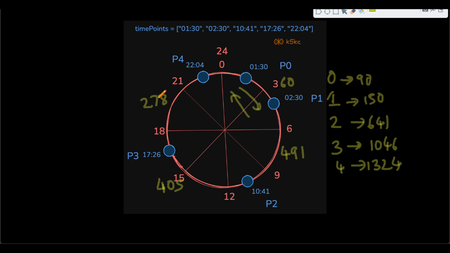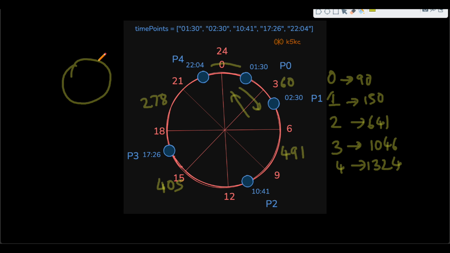So far, so good. But we still need to handle the circular property of the time. That is, we need to also find the time difference between point 4 and point 0, because if you look at the circular diagram, they are actually adjacent. So we need to calculate the time difference between them as well. And how do we calculate the time difference? Let's look at this circle.